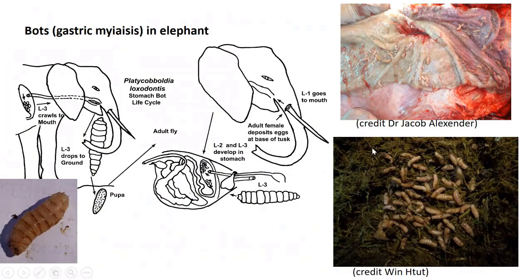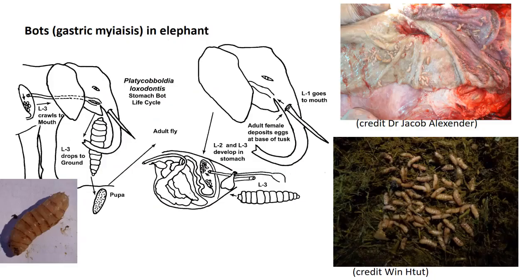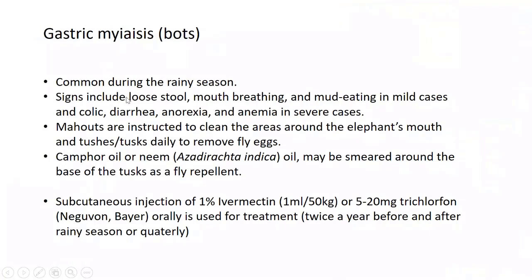Another is bots, gastric myiasis. It is a nasty disease. It is also asymptomatic in healthy elephants, but common in the rainy season. They just have loose stool, and the peculiarity you find is mouth breathing and mud eating. It is the irritation caused by the bots in the stomach. If you find mouth breathing and mud eating, it's caused by bots. It mostly starts from the warble fly, which lays eggs at the base of the tufts and in the gum line. So it's very important for the mahouts to clean the base of the tufts with camphor oil or neem oil. It's a good fly repellent.